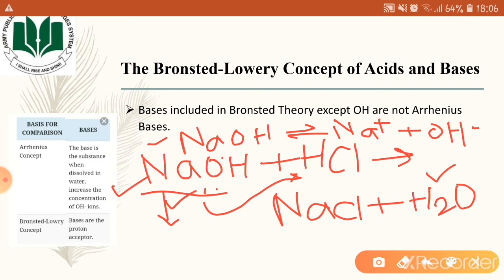So all the bases that have OH and that can accept a proton are both Arrhenius bases as well as Bronsted-Lowry bases. However, if those bases do not have OH or do not generate OH in the aqueous solution but accept a proton from an acid, they will only be considered Bronsted-Lowry bases, not Arrhenius bases, as we just discussed in the example of ammonia.